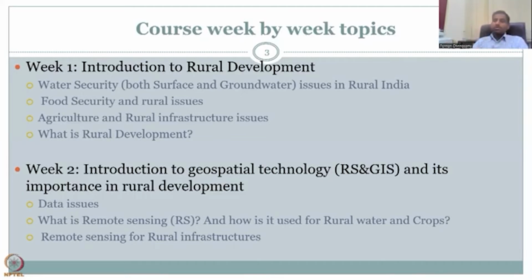So we discuss in detail what remote sensing is, and how it's being used for rural water and crop management, acreage, which leads to more development of rural agricultural practices, and then how you assess rural infrastructure using remote sensing. For example, there could be a scheme which says a full house is built, but then the size of the house, the dimensions, the locations, etc., might not be accurately captured. So remote sensing can actually capture these at a very high level of accuracy.